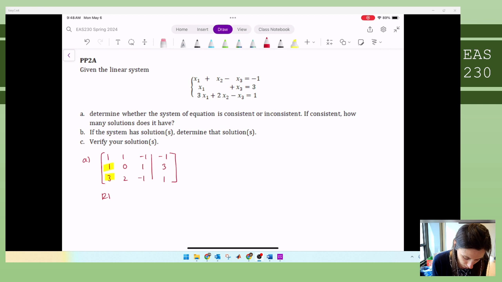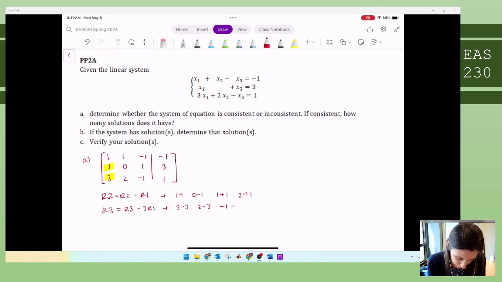So I'm going to say row 2 equals row 2 minus row 1. I'm going to write my math over here on the side. 1 minus 1, 0 minus 1, 1 minus negative 1, 3 minus negative 1. And I'm going to say row 3 equals row 3 minus 3 row 1. So 3 minus 3, 2 minus 3, negative 1 minus negative 3, and then 1 minus negative 3.